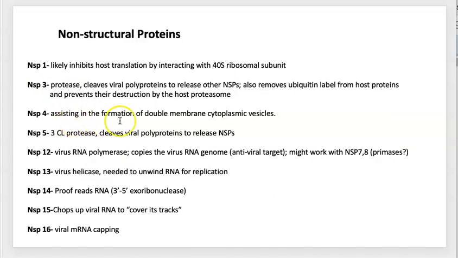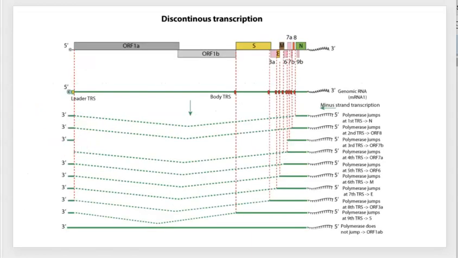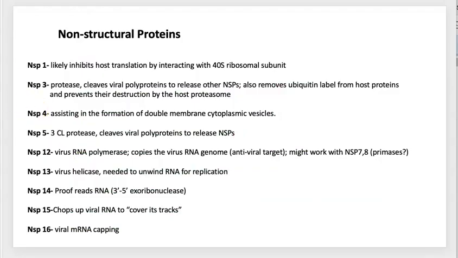NSP4 assists in the formation of double membrane cytoplasmic vesicles, which again becomes really important in the intracellular trafficking of the virus and ultimately in its assembly. NSP5 is the CL protease that I showed previously. NSP6 probably works with NSP4, also facilitating the formation of double membrane cytoplasmic vesicles. NSP7 and 8, which I don't have on here, but are most likely cofactors in the RNA-dependent RNA polymerase, allowing it to work efficiently in replicating the virus RNA genome.